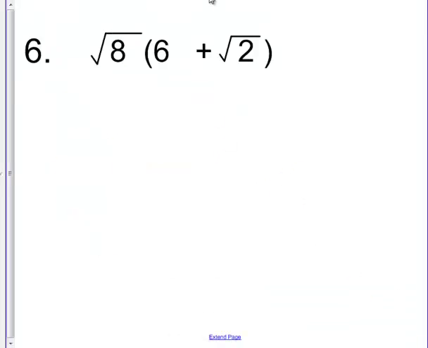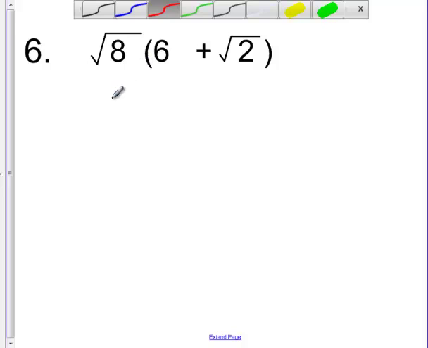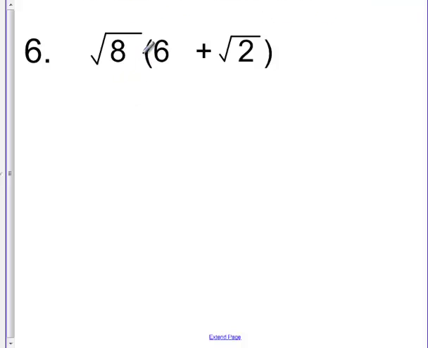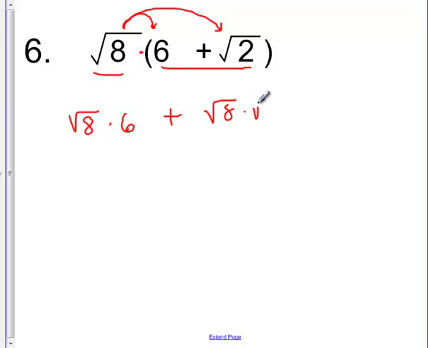All right, so we have just a little different here. We have multiplication going on because we can see it right here. But we have a monomial being multiplied by a binomial. So we're going to have to distribute. So we're still going to follow our steps. This is the square root of 8 times 6 plus the square root of 8 times the square root of 2. It's a little different because we don't have a lot of coefficients and we don't have a lot of variables. So we're still going to follow our steps.